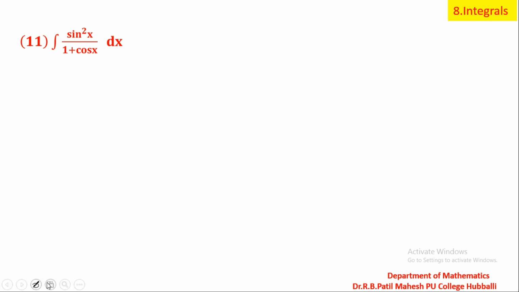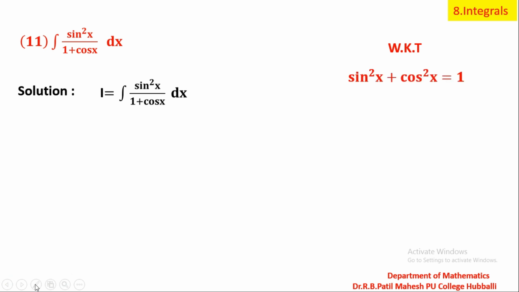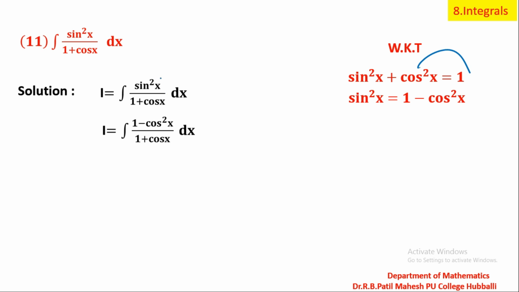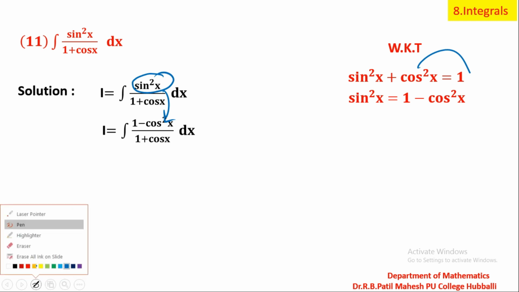Students, let me have the solution of this given problem. I equal to, we know a standard identity: sin square x plus cos square x equals 1. From this, sin square x can be written as 1 minus cos square x. Therefore, in the I, sin square x is replaced by 1 minus cos square x by the trigonometric identity.